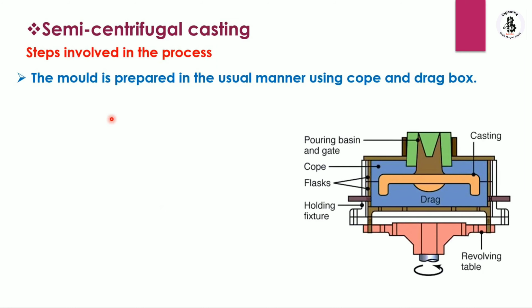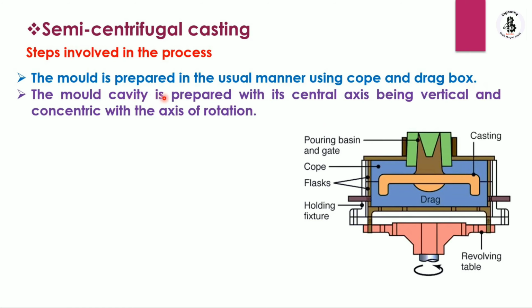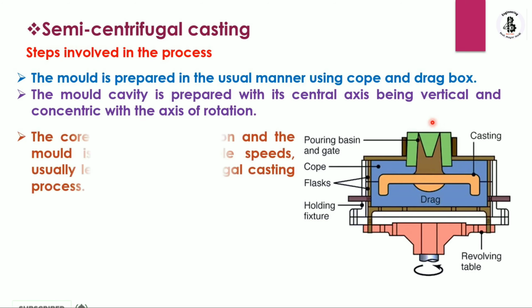First of all, the mold is prepared in the usual manner using a cope and drag box. That is our traditional approach for making a casting. The mold cavity is prepared with its central axis vertical and concentric with the axis of rotation, as we already discussed. This is our vertical axis, and it rotates on that particular vertical axis.